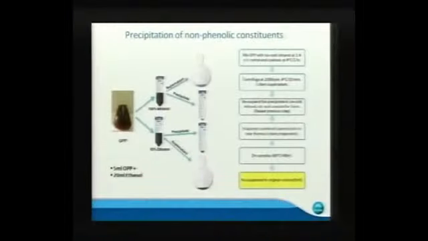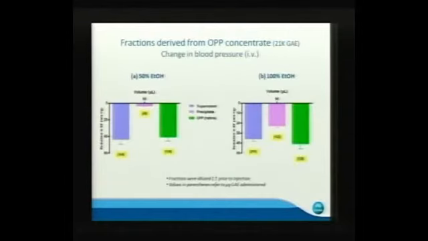So we did a simple ethanolic precipitation, thanks to Prof. Ra's lab, who sent me the first phase of it, and Ravi. So we modified it slightly. We did two different extractions at two different strengths. One is with 50% ethanol, the other one is 100% ethanol. And this is the native OPP we started with.